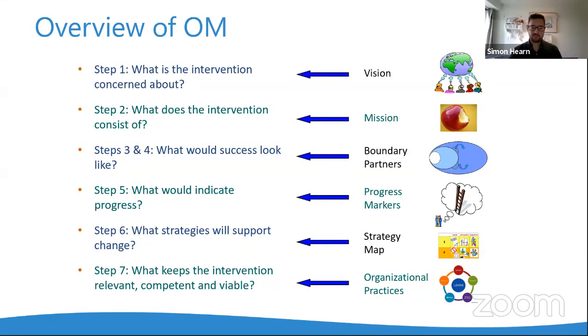That's the strategy map. And then, of course, you've got to consider yourself. How are you going to stay viable and relevant and competent in your support to your boundary partners? How are you going to make sure you continue to change as well? That's your organizational practices. So that's just a sort of taster on what the steps of outcome mapping look like. But the core, as I say, is boundary partners and progress markers. That's really where the innovation in outcome mapping is.